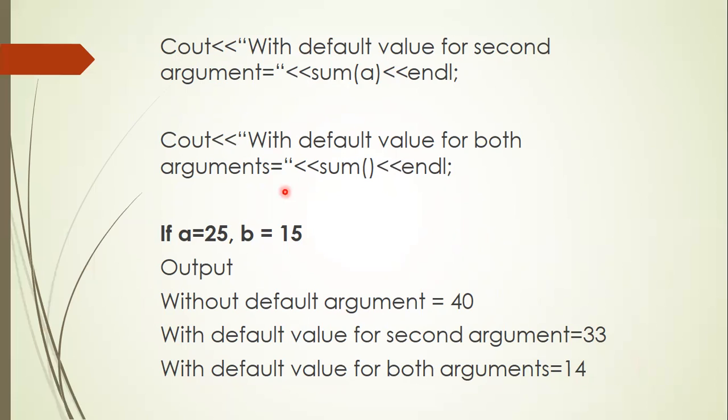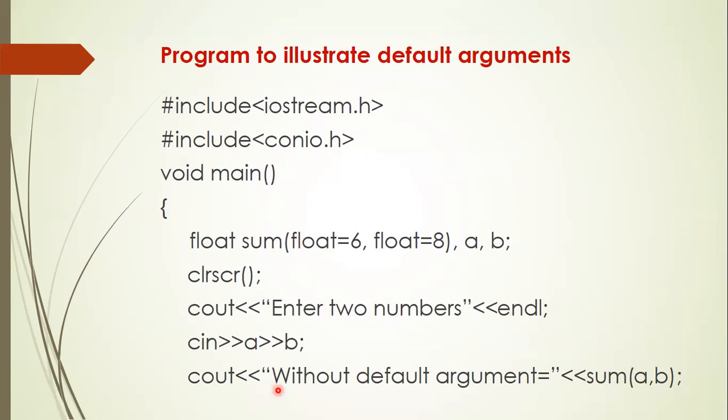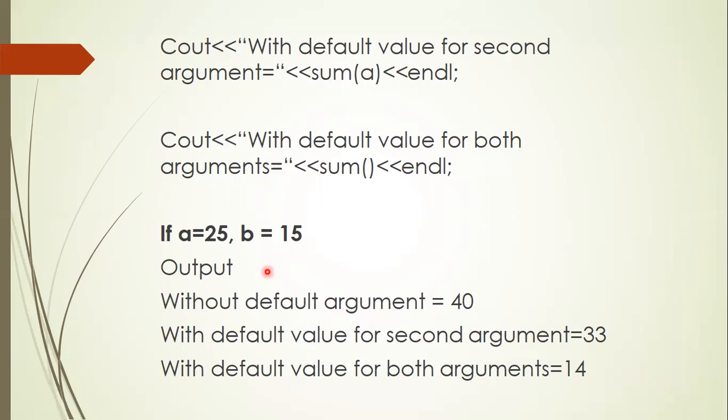Okay. Suppose while executing the program, the input is like this, A equal to 25 and B equal to 15. The value of A you have inputted is 25 and the value of B you have given is 15. Then in that case, in this line, cout without default argument sum A comma B, for A it will make use of the value 25 and for B it makes use of the value 15. So here the default value has no meaning, it becomes the sum of 25 and 15. 25 plus 15, it becomes 40.